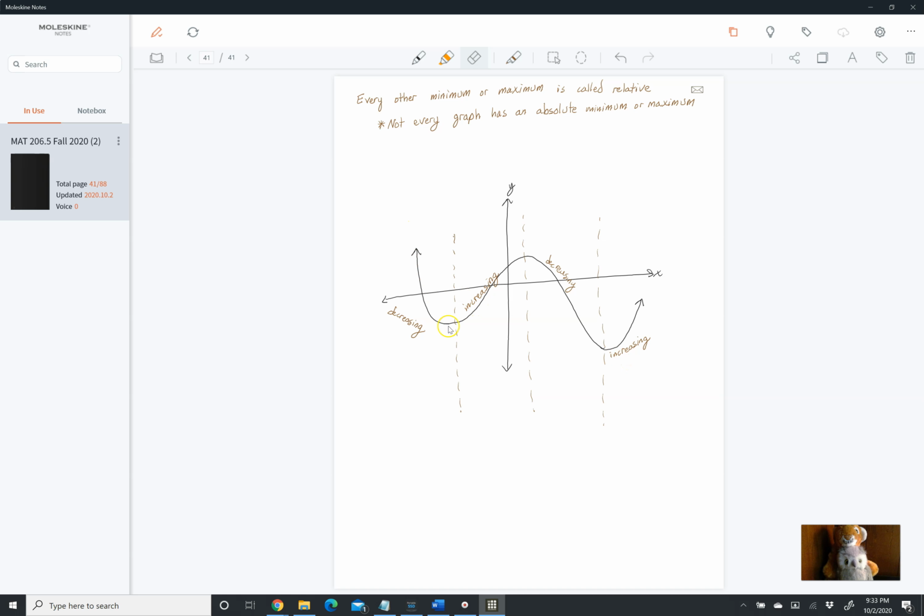Now let's go to our turning points, which are on our interval lines. And let's look at what types of minimums or maximums they are. Okay, so this goes from decreasing to increasing. Decreasing to increasing is a minimum. And it is not the lowest point on the graph. We can see that just visually. We don't even have to look at the arrows. We see already that there's a lower point down here. So this is a relative minimum.